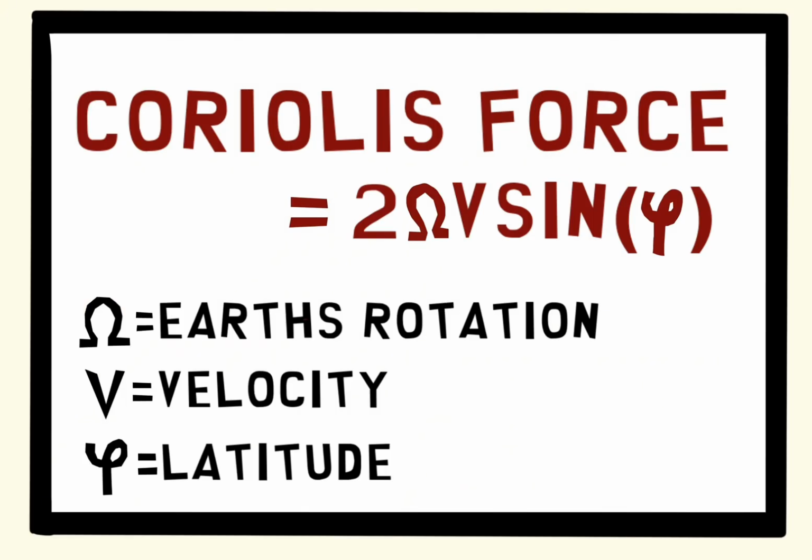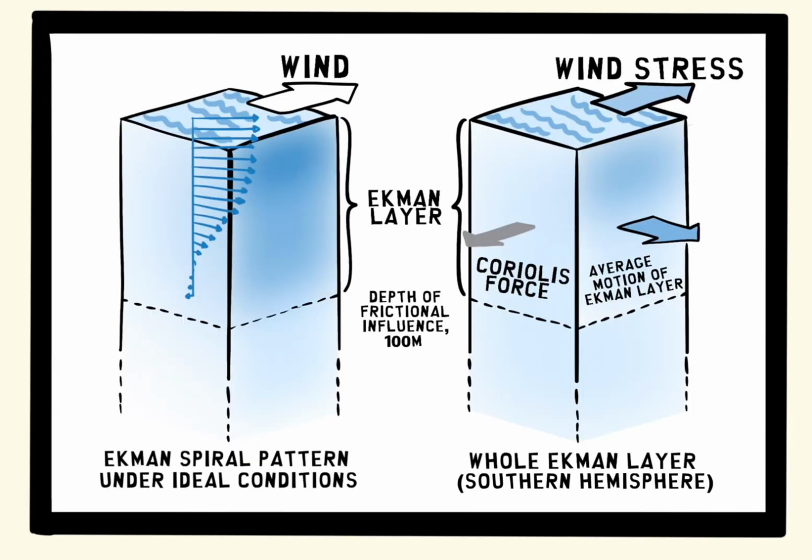Coriolis force is equal to 2 omega v sine phi, where omega is the Earth's rotation, v is velocity, and phi is latitude. Only the top 100 meters of the ocean feel the wind. This layer is called the Ekman layer.